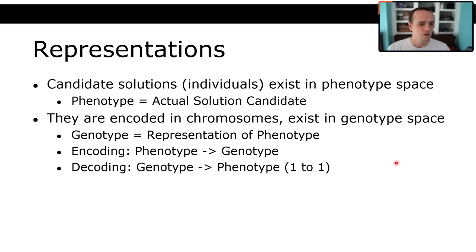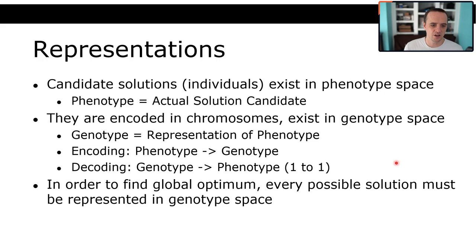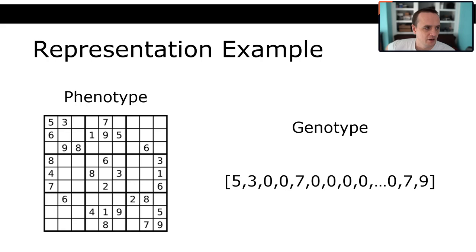Because what you do is you take your actual candidate solution, turn it into the genetic representation, do all your genetic algorithm magic with that, and then once you see a fit individual, you turn it back into a phenotype. So in order to find a global optimum, every possible solution must be represented in the genotype space. That just means make sure your representation is such that every possible solution can be made in your genotype. So let's look at the example coming up in our assignment.